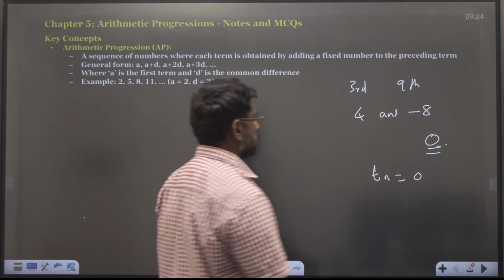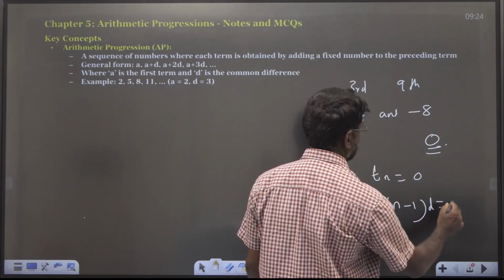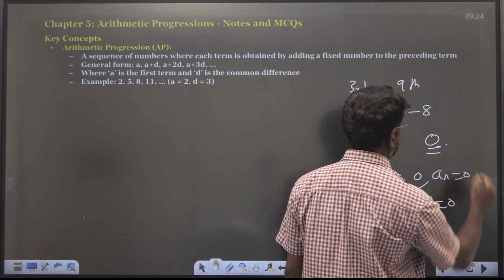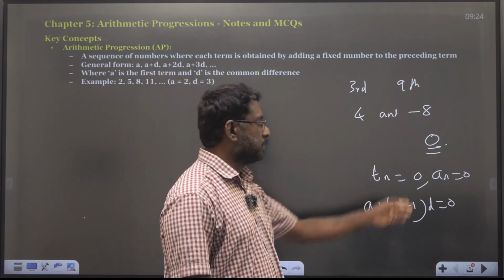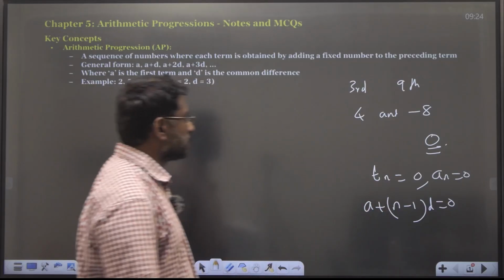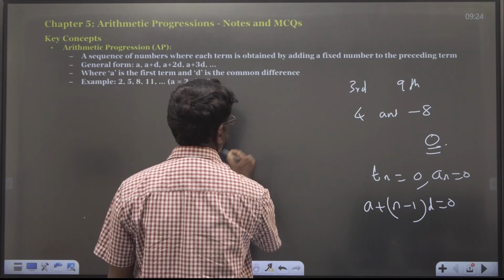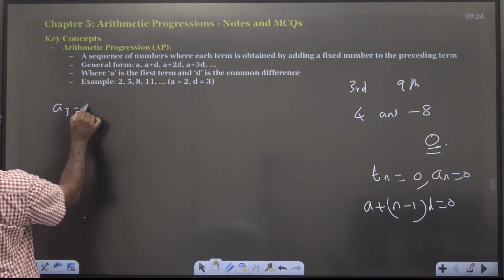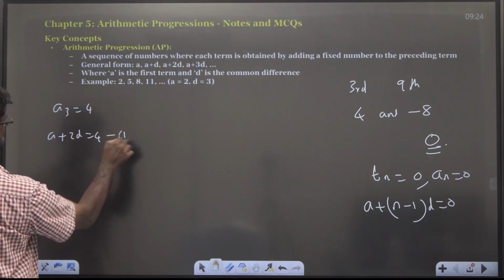Tn equal to 0. That is, what is the nth term? a plus n minus 1 into d equal to 0. Tn is denoted an also. No problem, Tn and an are both the same. Tn means nth term, an is also the nth term. That is a plus n minus 1 into d is equal to 0. Given that the third term is 4, what is the third term? a3 is equal to 4. That is a plus 2d equal to 4. This is our first equation.